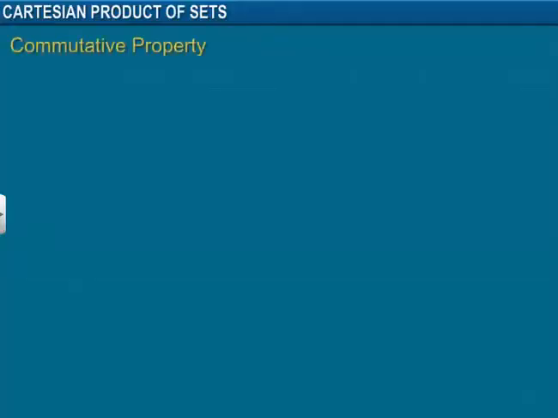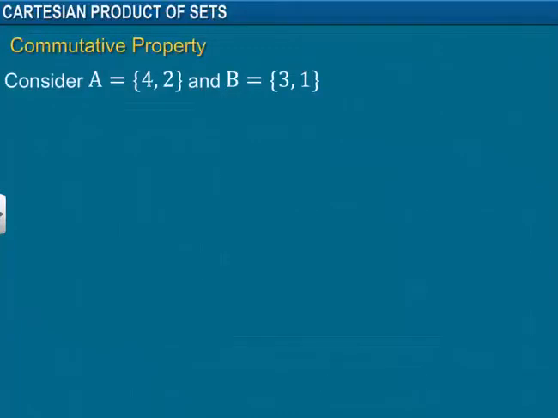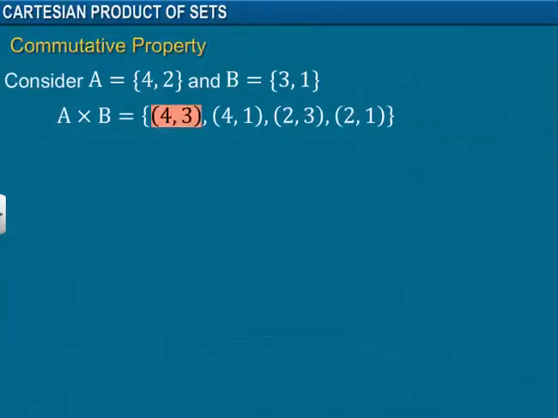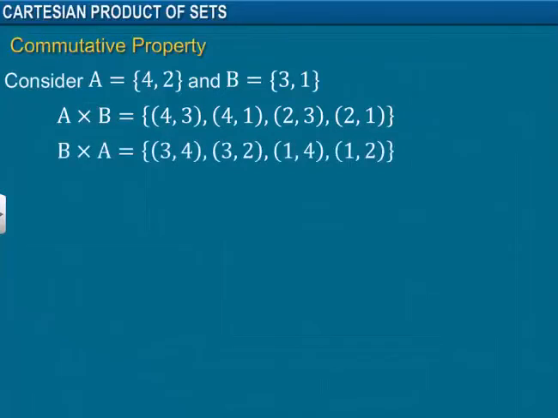The Cartesian product of 2 non-empty distinct sets is not commutative. Consider 2 sets A and B as shown. The Cartesian product of A and B is the set of ordered pairs (4, 3), (4, 1), (2, 3), and (2, 1). And the Cartesian product of B and A is the set of all ordered pairs (3, 4), (3, 2), (1, 4), and (1, 2).